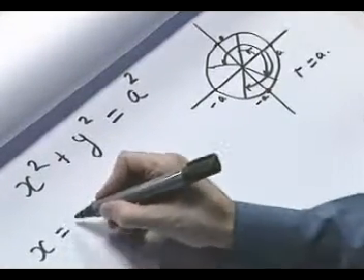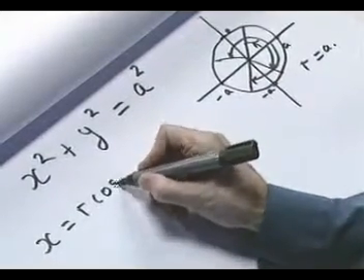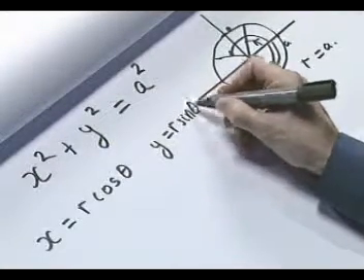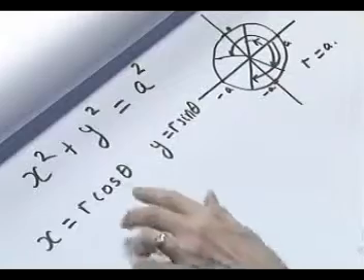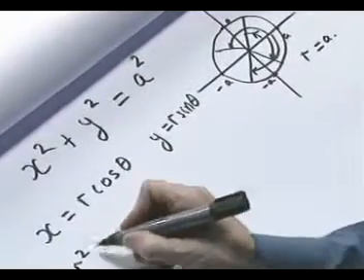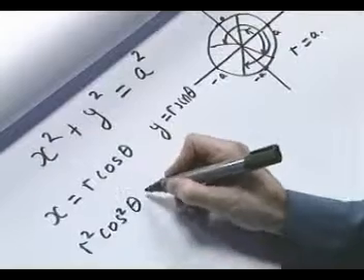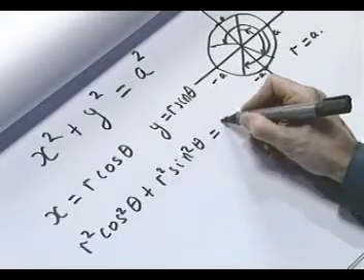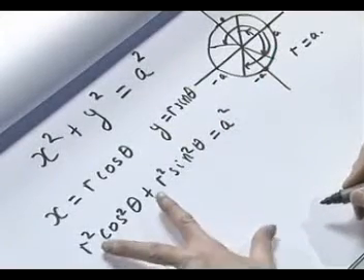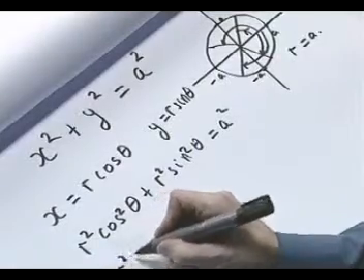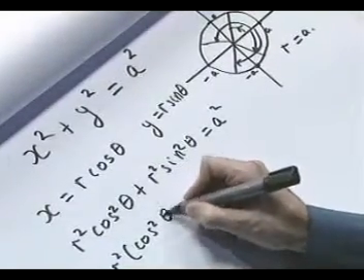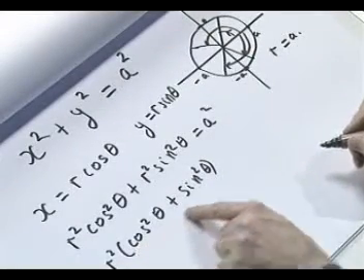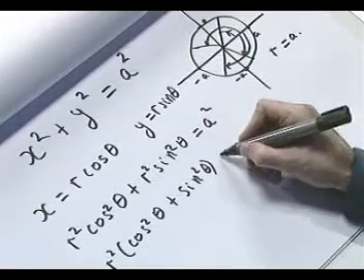We know that x is equal to r cos theta, and we know that y is equal to r sine theta. So we can substitute these in. r squared cos squared theta plus r squared sine squared theta is equal to a squared. We can take out the r squared, and that leaves us with this factor of cos squared plus sine squared.